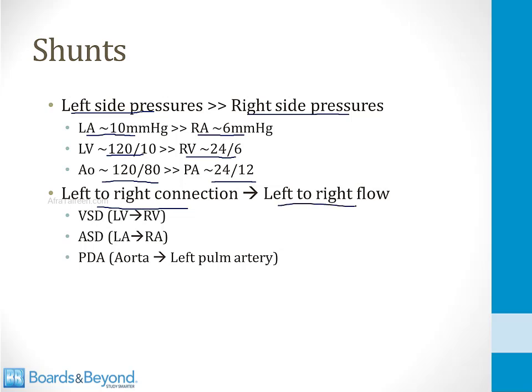And so for this reason, in most circumstances, when you have a VSD, blood will flow from the left ventricle to the right ventricle. That's because pressures are higher on the left side of the body. Same thing in an ASD, blood usually flows from the left atrium to the right atrium. And in a PDA, blood usually flows from the aorta to the left pulmonary artery.